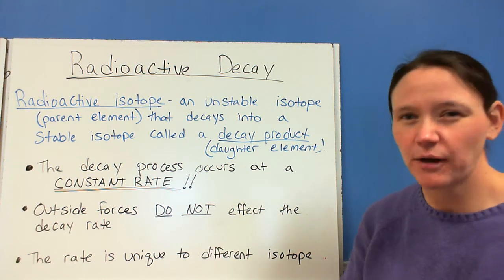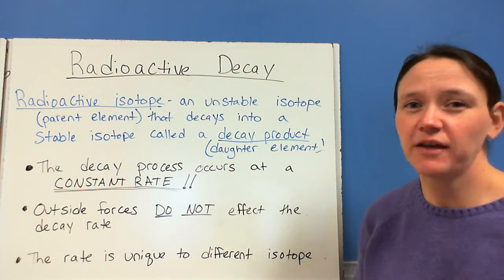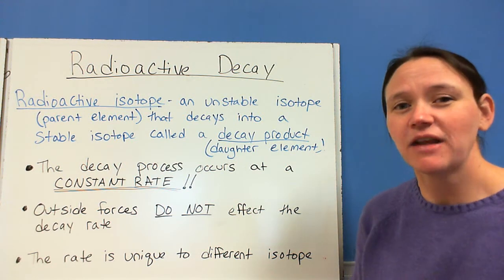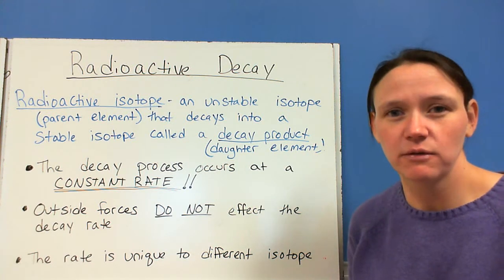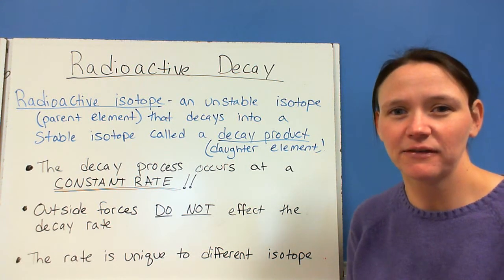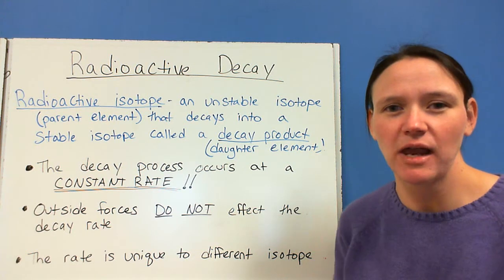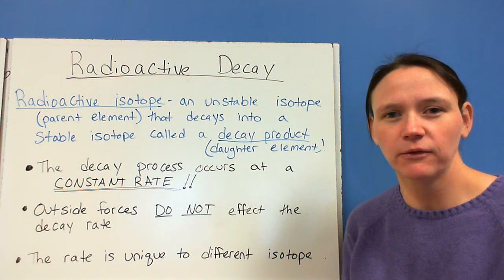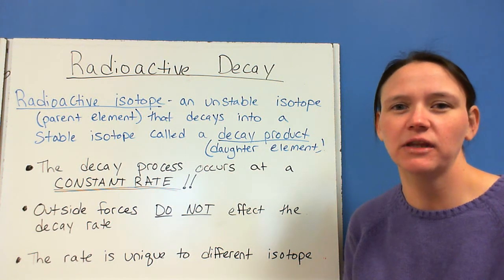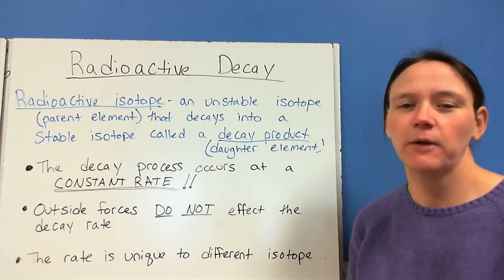Outside forces, pressure, heat, all those things that the Earth has gone through have not influenced the decay rate, which has been a huge help because it's allowed us to use this and allow it to be successful in finding the actual age of rocks. And by finding these actual ages, we've been able to create a much more detailed geologic timeline than what we had in the past.